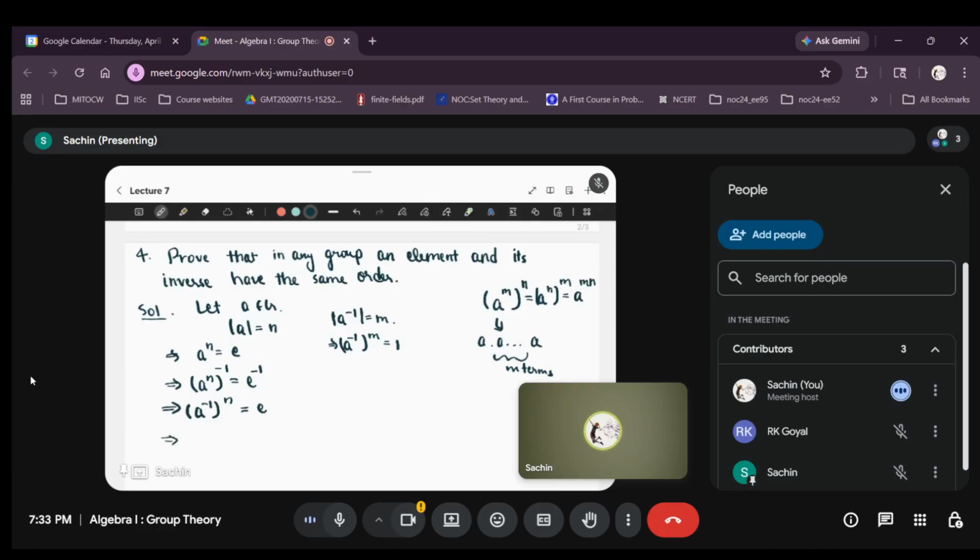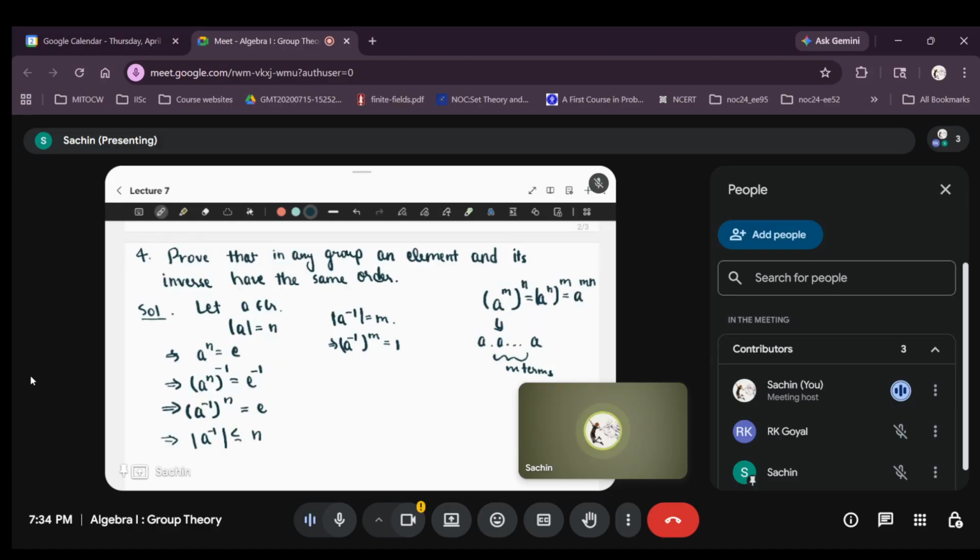This shows that the order of a inverse is less than or equal to n. It doesn't mean that that is the order. The order of A is n means n is the smallest number such that a power n is the identity. But a power 2n is also the identity. A power n square is also the identity. So there can be other numbers such that a power that number is the identity. n is the order only if it is the smallest such number.